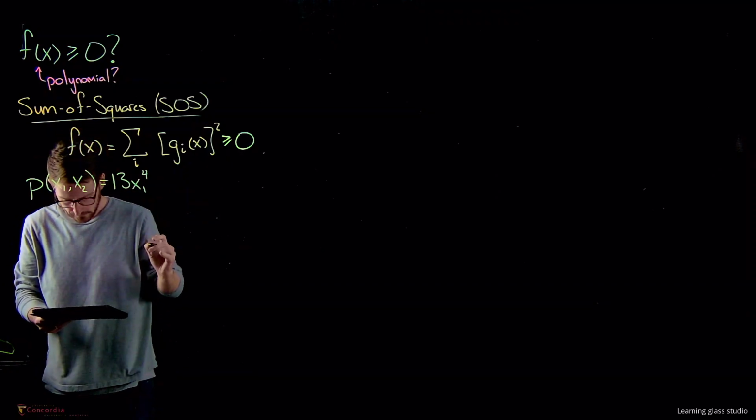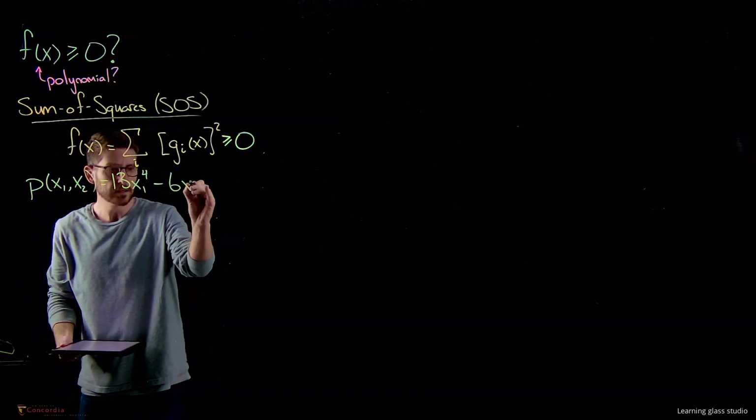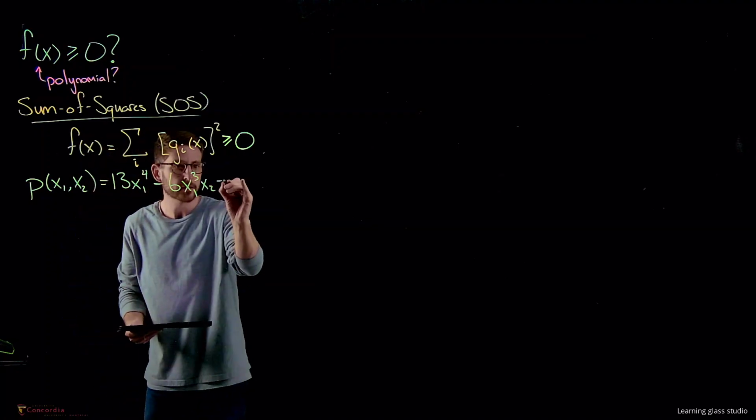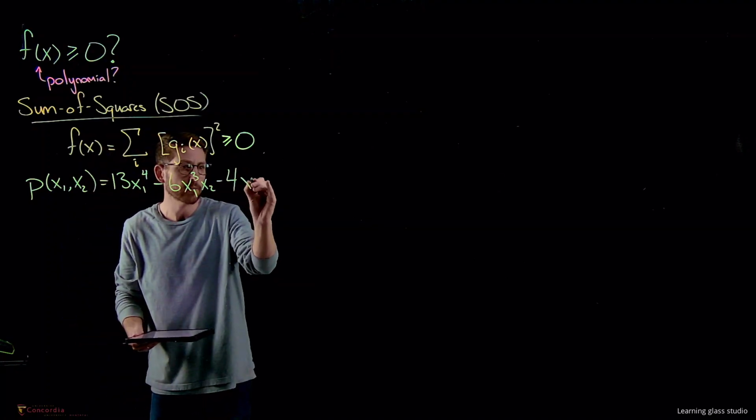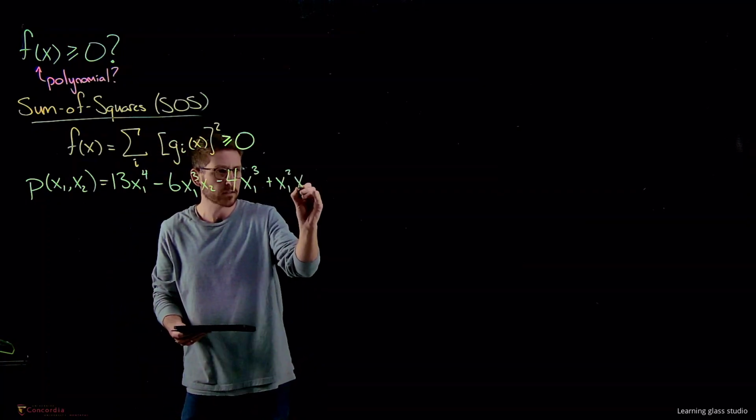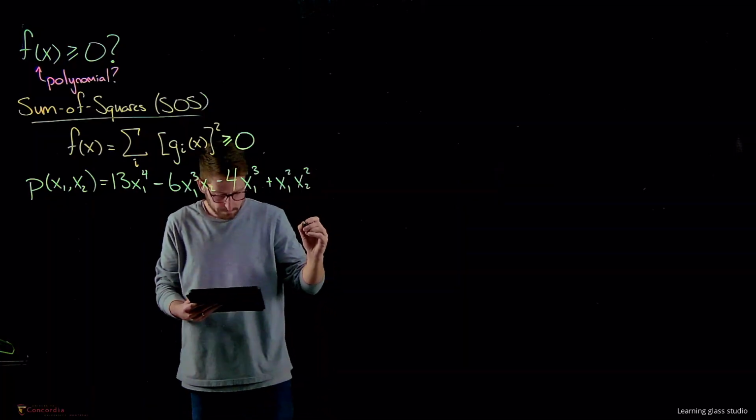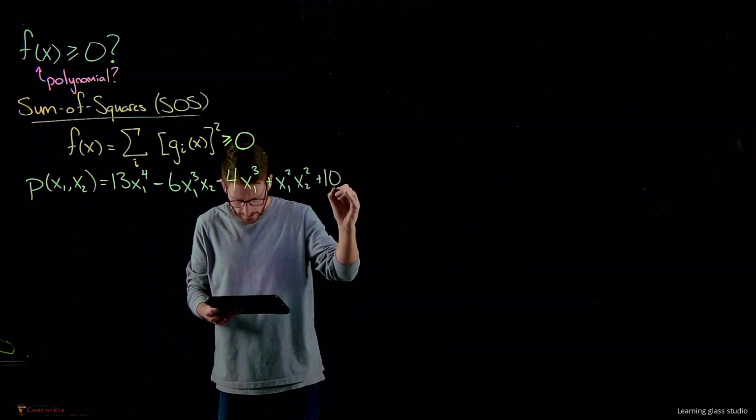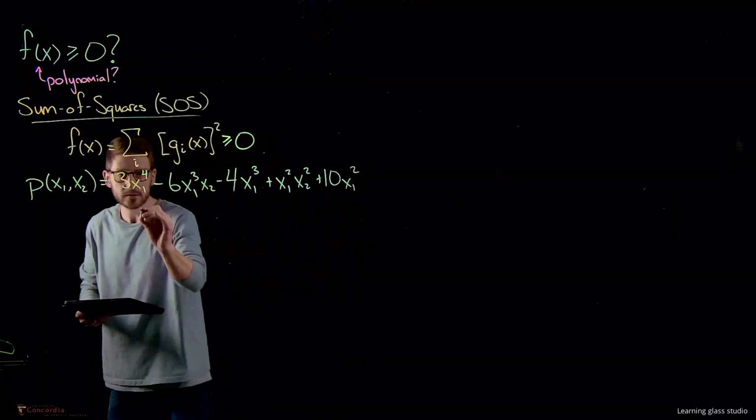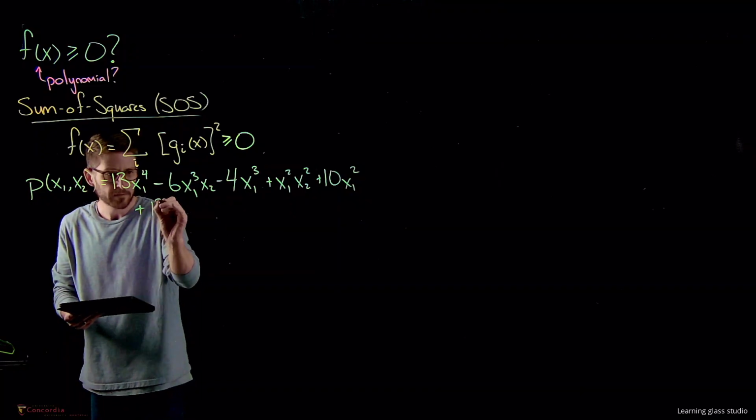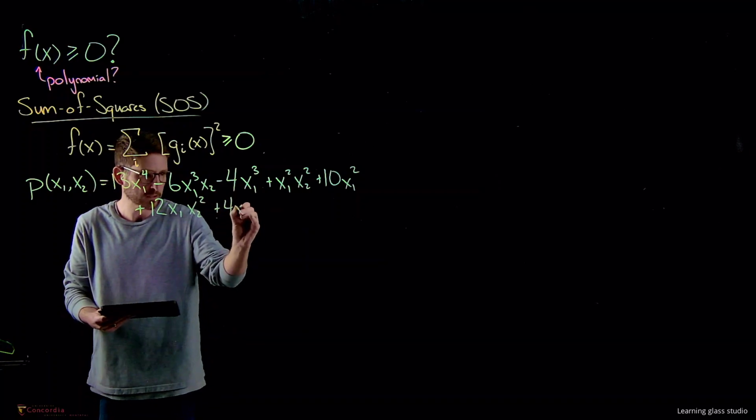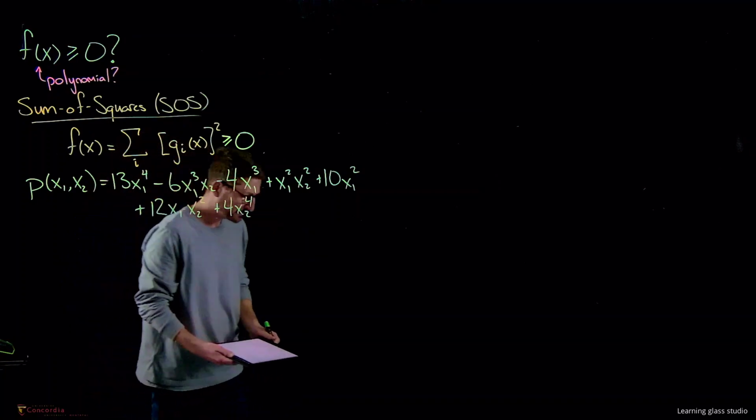13x1 to the 4 minus 6x1 cubed x2, right? I've got to get the iPad up here so that I can't make any mistakes for you. Plus x1 squared x2 squared, plus 10x1 squared, plus, this thing is horrible, right? 12x1 x2 squared plus 4x2 to the 4. I think I've got that right.